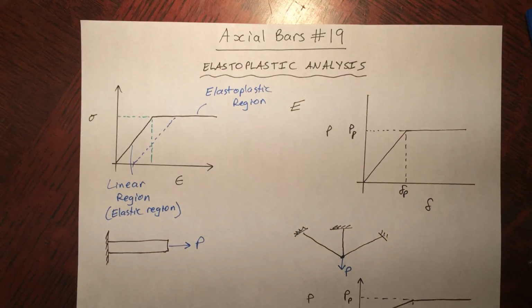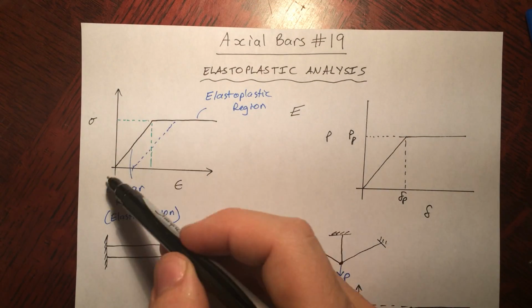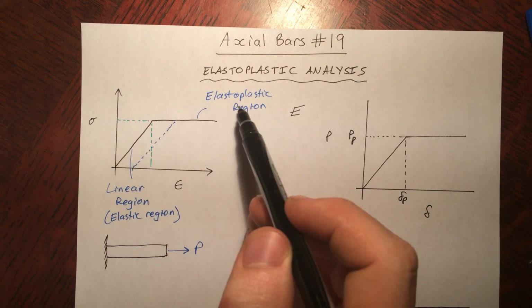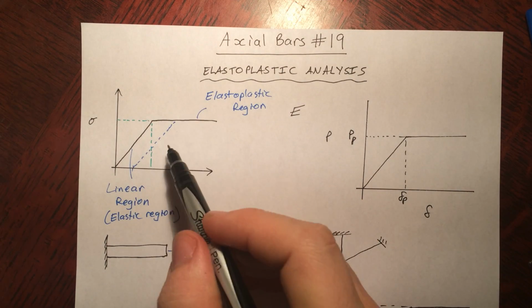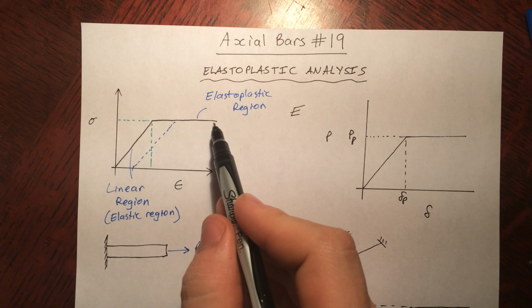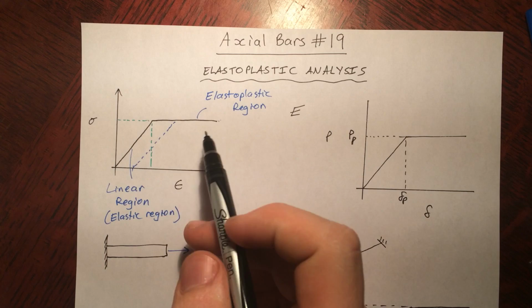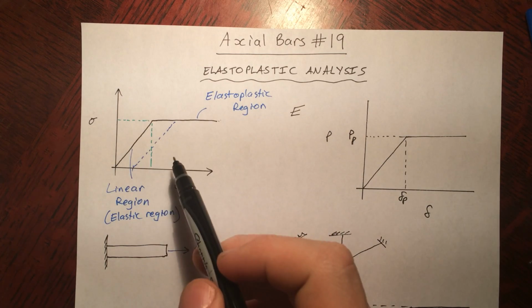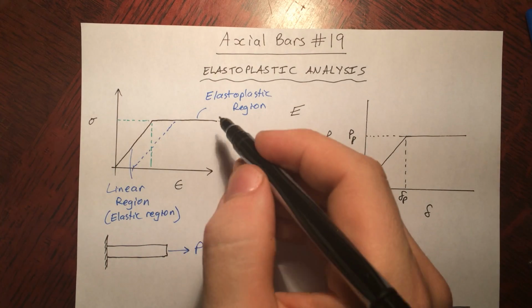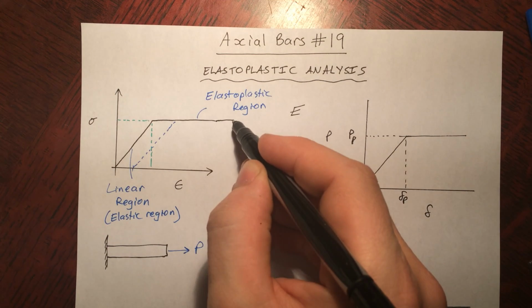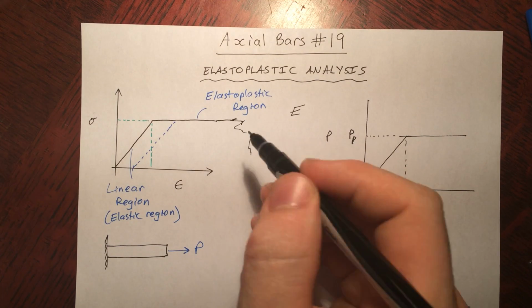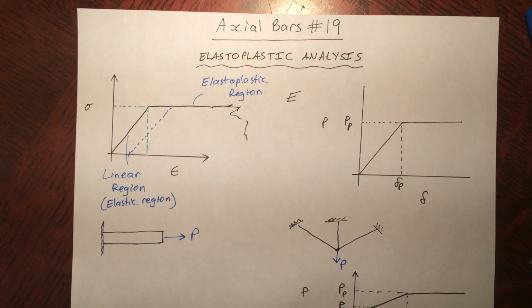elastoplastic analysis. So a quick recap: at some point materials can't maintain this linear region and they go into a sort of failure mode, where the stress remains constant but the elongation just keeps on happening. At some point over here they're just going to break, but we don't worry about that in this course yet.